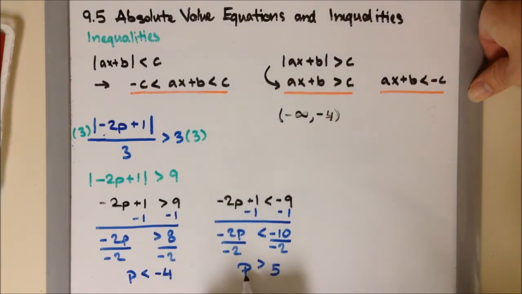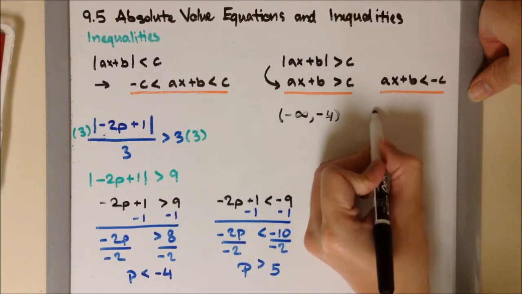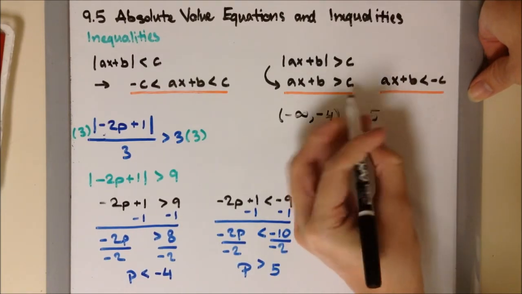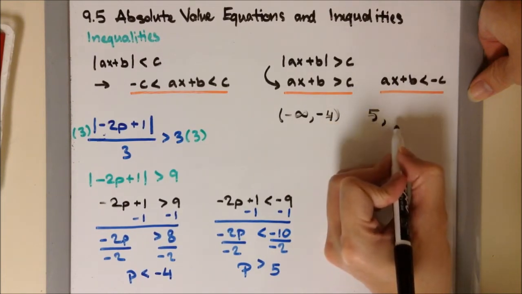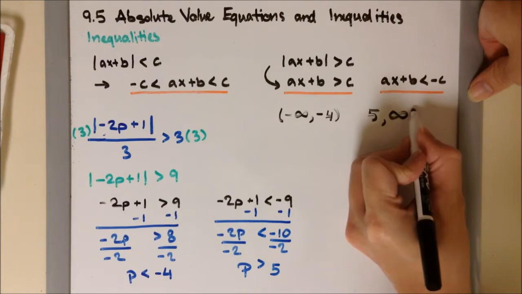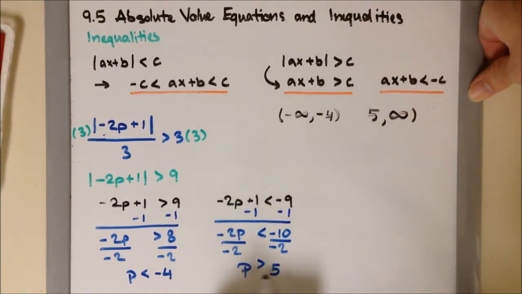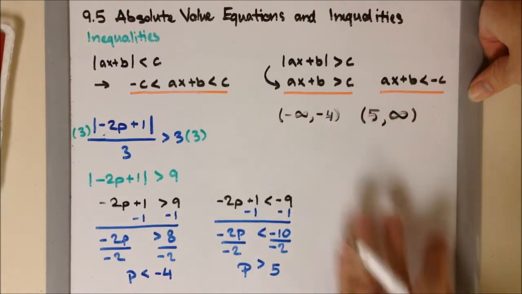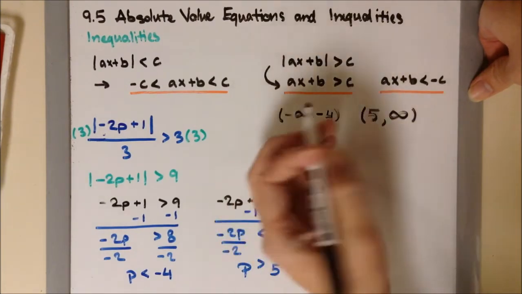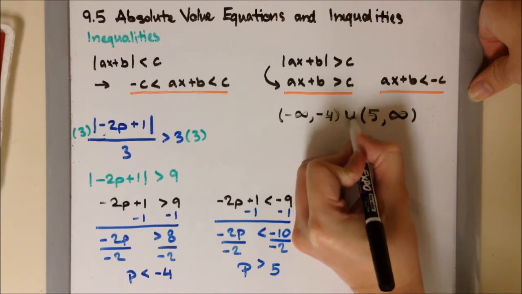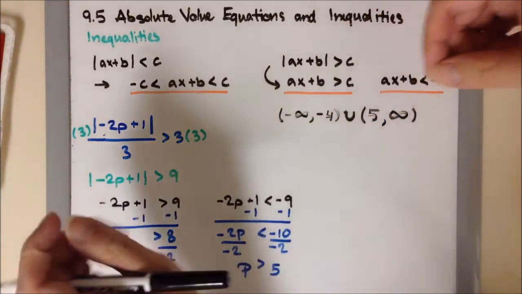Now, the second answer says that p is greater than 5. Meaning p can be any number greater than 5. 6, 7, 8, 9, and so on towards infinity. So I'm going to put my lower value first, which is 5. Comma, I'm going to put my higher value, which is infinity. Now I'm going to put parenthesis on the infinity. Based on the inequality sign over here, p is greater than 5, I'm going to put a parenthesis on the 5 also. Now since I have two answers, I'm going to put the symbol union in between. So that's what our interval notation should look like.